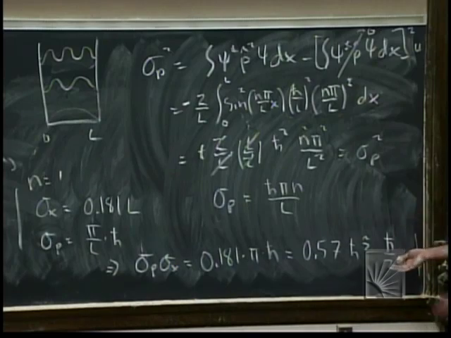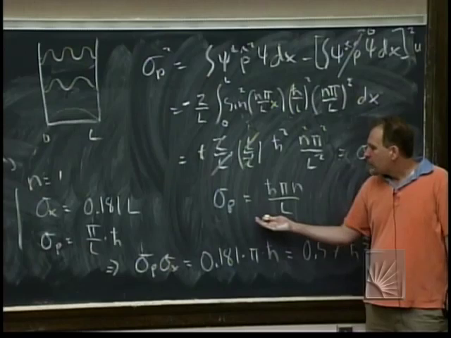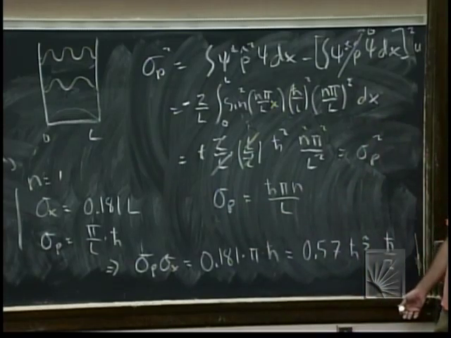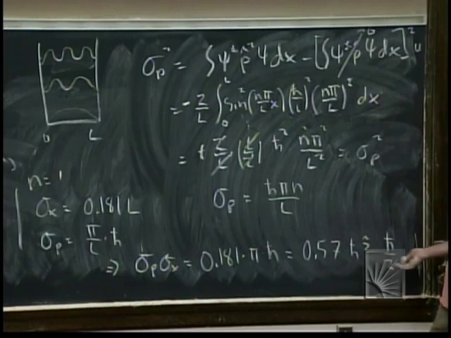I've calculated through, I found the sigma of the momentum, and it's nearly the value I expected as the minimum from the Heisenberg uncertainty principle. Okay? The value of sigma p times sigma x.